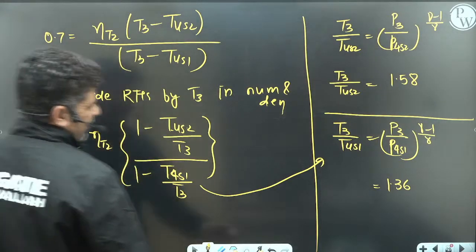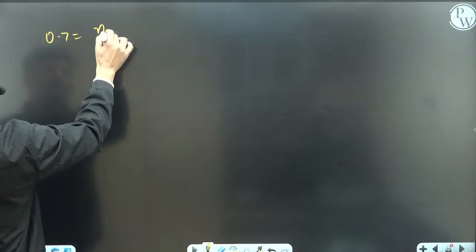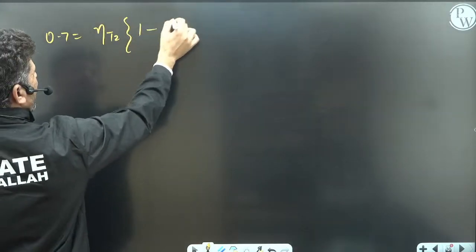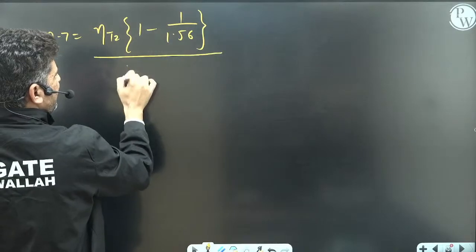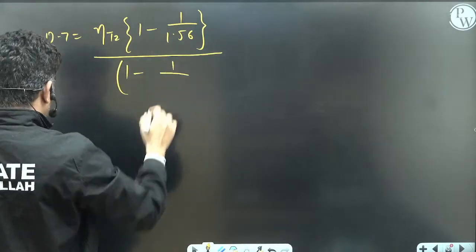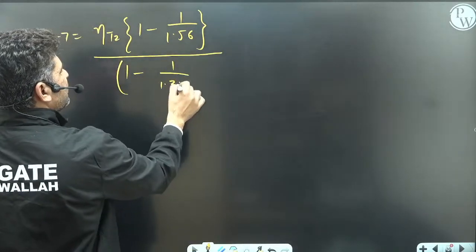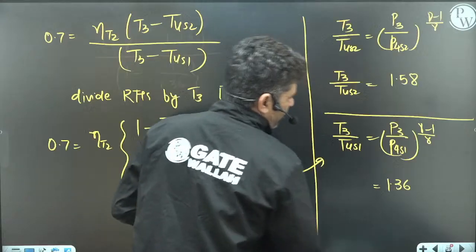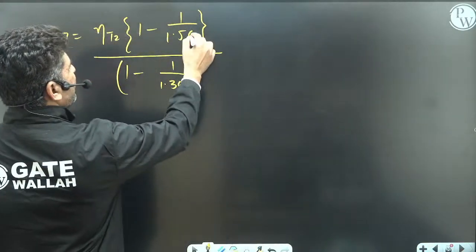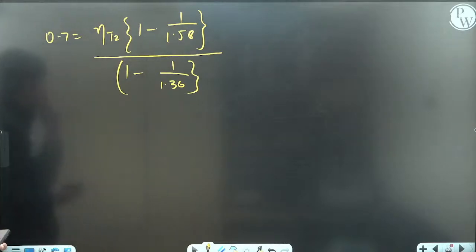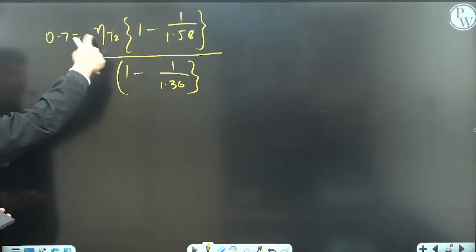So you will get efficiency, that is 0.7 is equal to efficiency turbine 2, 1 minus 1 divided by 1.56, and in the denominator you will have 1 minus 1 divided by 1.36. Okay. So this is 1.58. Okay. So you can do it like this. So now you can calculate NT2.